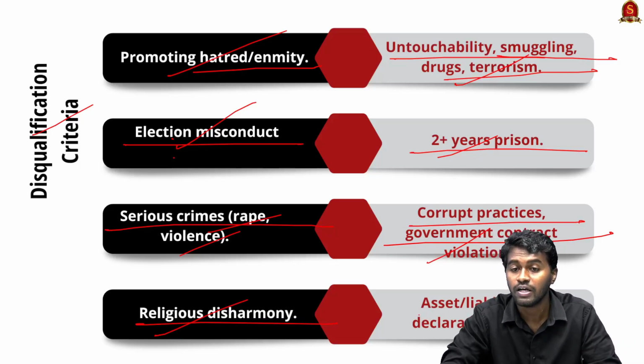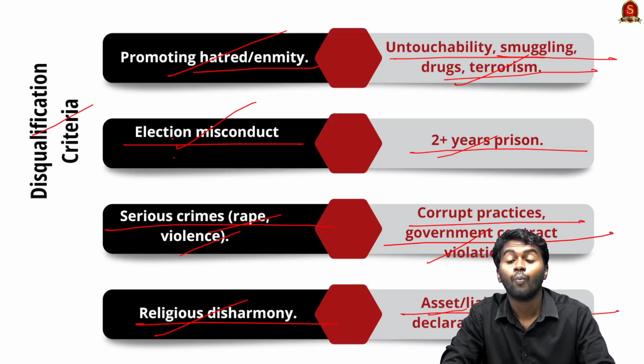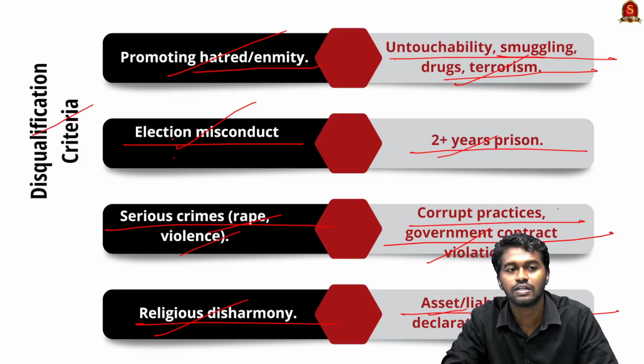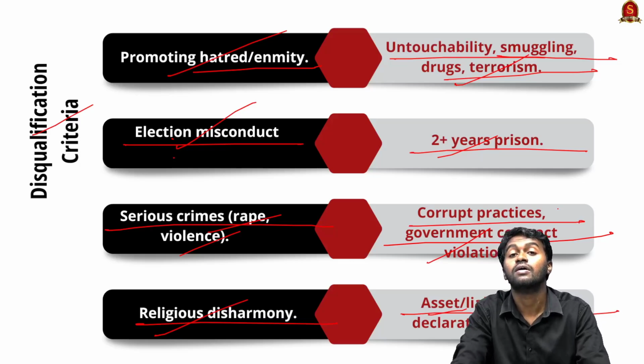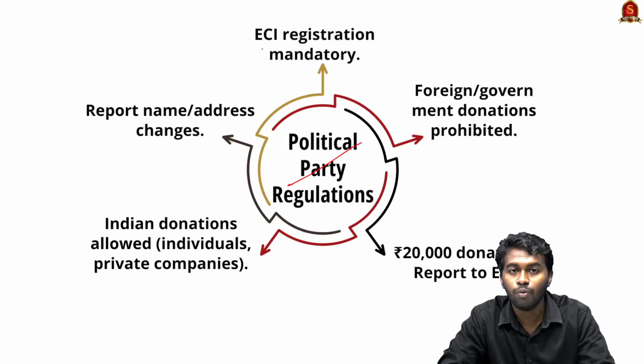And the next is if a candidate fails to declare his liability and asset within 90 days of taking oath, he will be disqualified from his political career. So these are the grounds on which a person will be disqualified under RPA. And coming to the political party registration, all political parties have to register with the Election Commission of India.